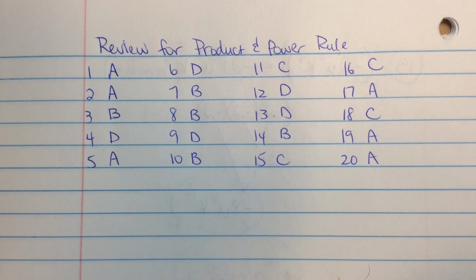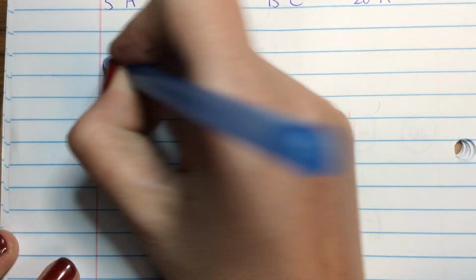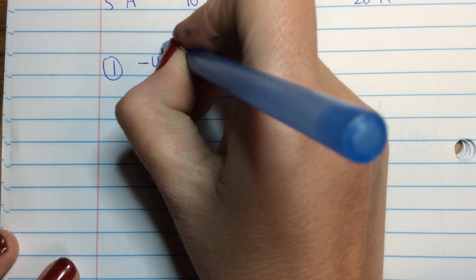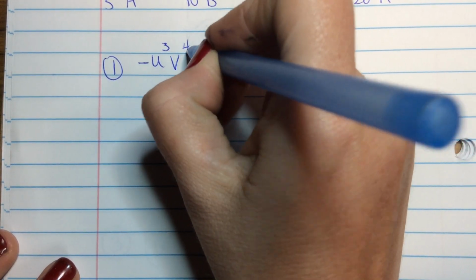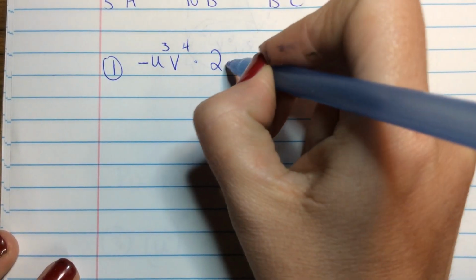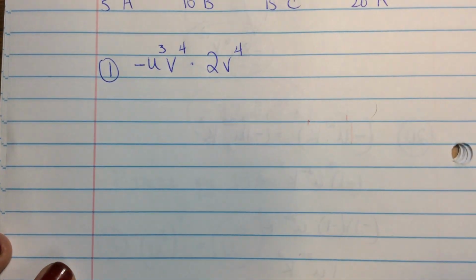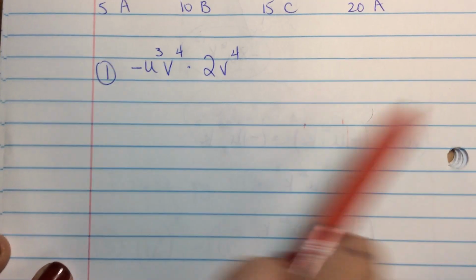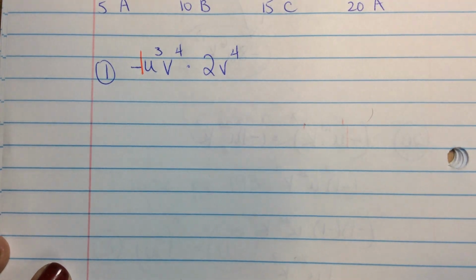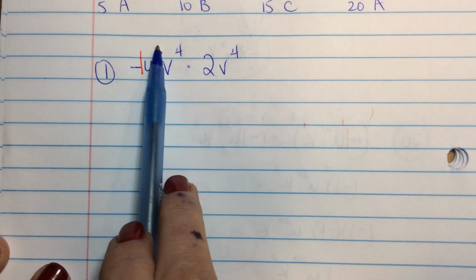All right, number 1 says negative u to the third power v to the fourth times 2 v to the fourth. All right, so what we really have is a negative 1 here. And I don't need to fill in anything else.